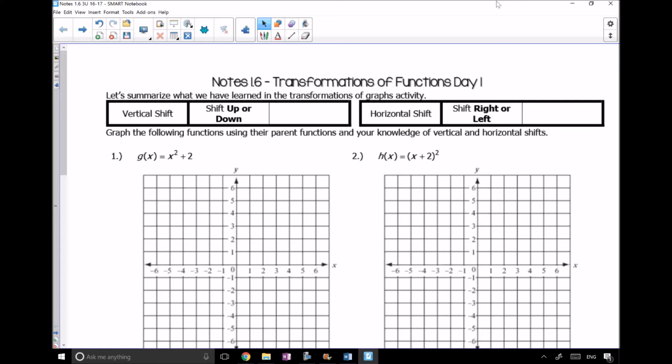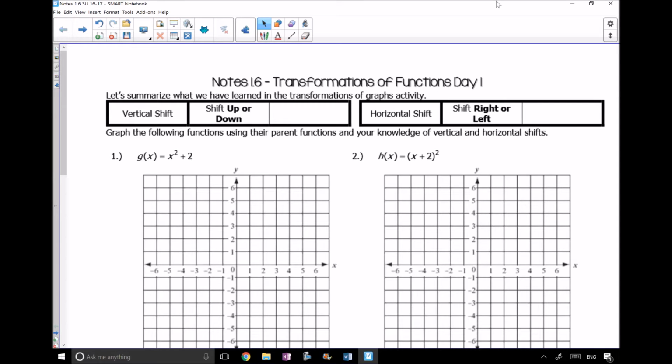Hi, ladies and gentlemen. Notes 1.6 are on transformations of functions, and this is one of 2 days worth of notes on transformations of functions. This is probably the most important topic of the entire unit. So please make sure you are really understanding what's happening and you go through this video very carefully.